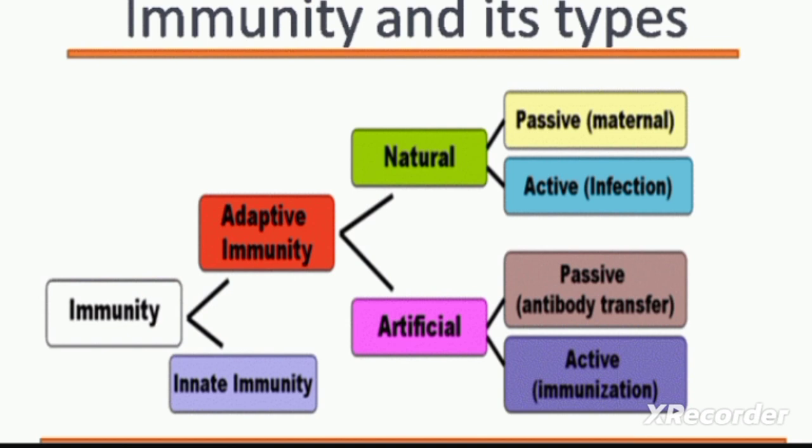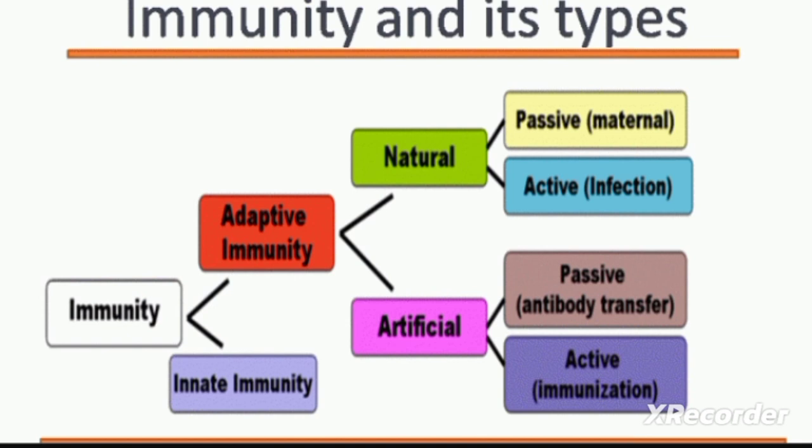Next is adaptive immunity, or acquired immunity. Acquired immunity is again divided into natural and artificial immunity. Natural and artificial immunity are again divided into natural passive immunity, natural active immunity, artificial passive immunity, and artificial active immunity. So adaptive immunity means immunity developed by an individual during its lifetime.